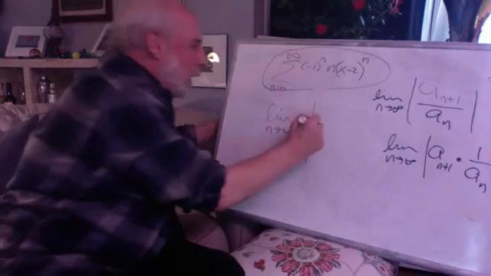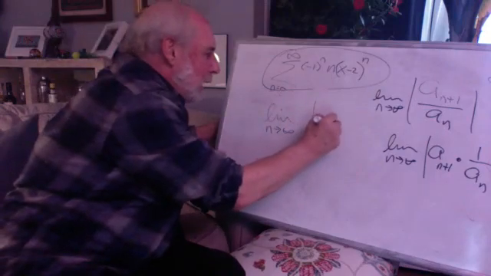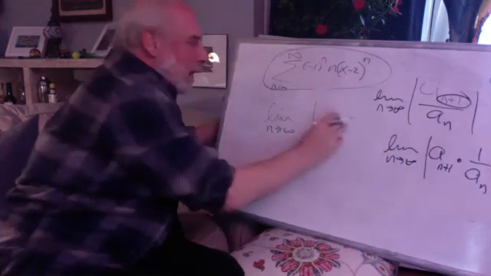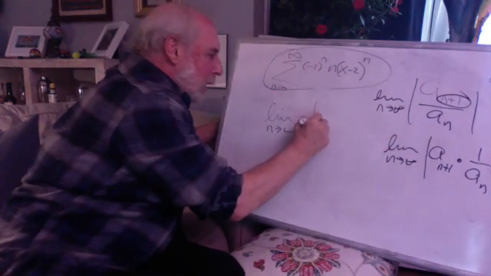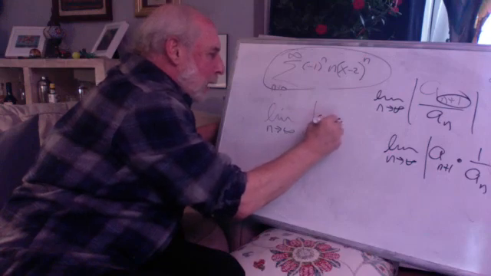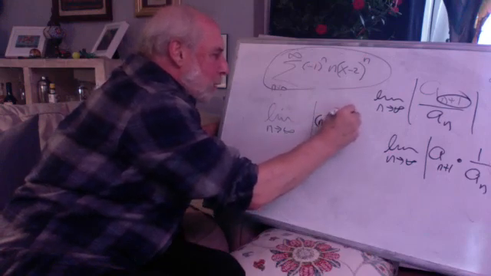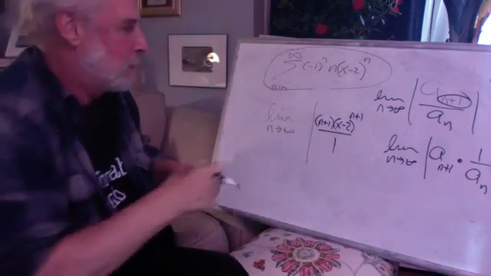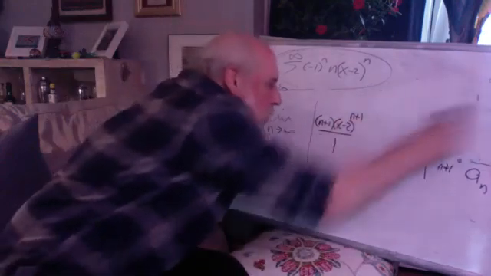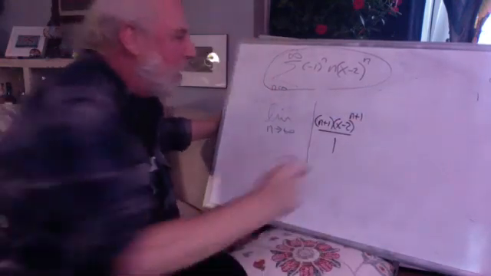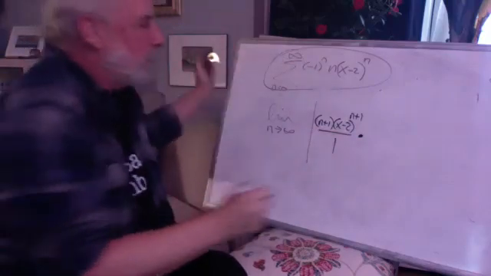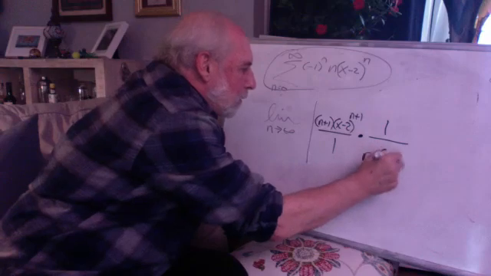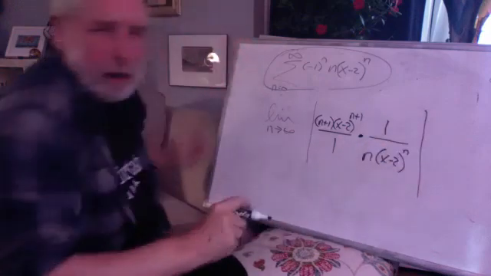So over here we get n times x minus, oh, sorry. So we add 1 to all the n's. So we get (n plus 1) times (x minus 2)^(n plus 1). And then it's just over 1 because there's no denominator over here. And then times, turn this upside down. So this becomes 1 over n times (x minus 2)^n. All right, so you good up to there?